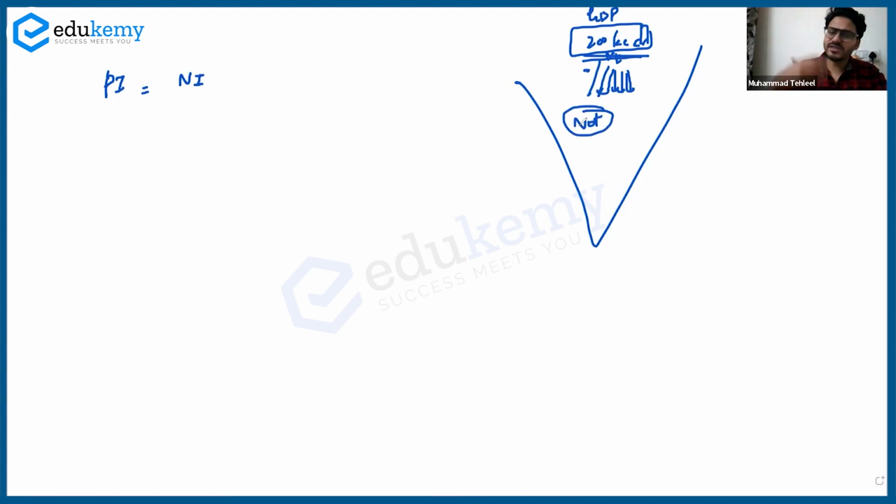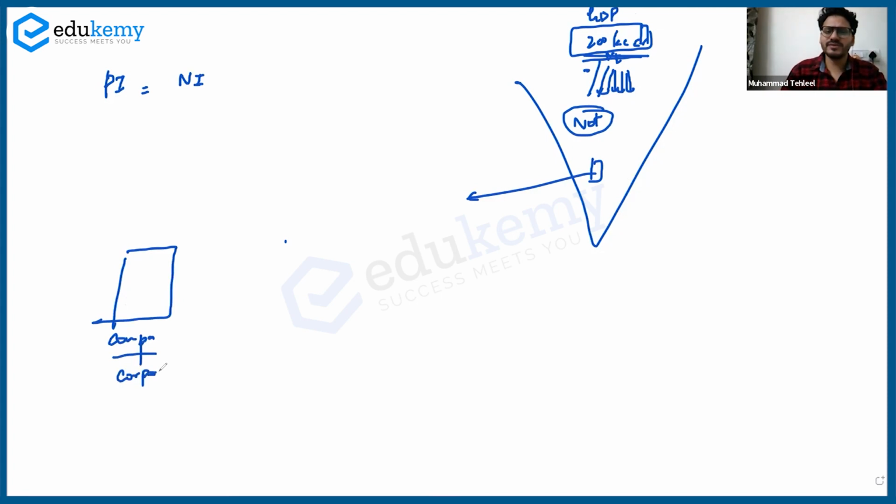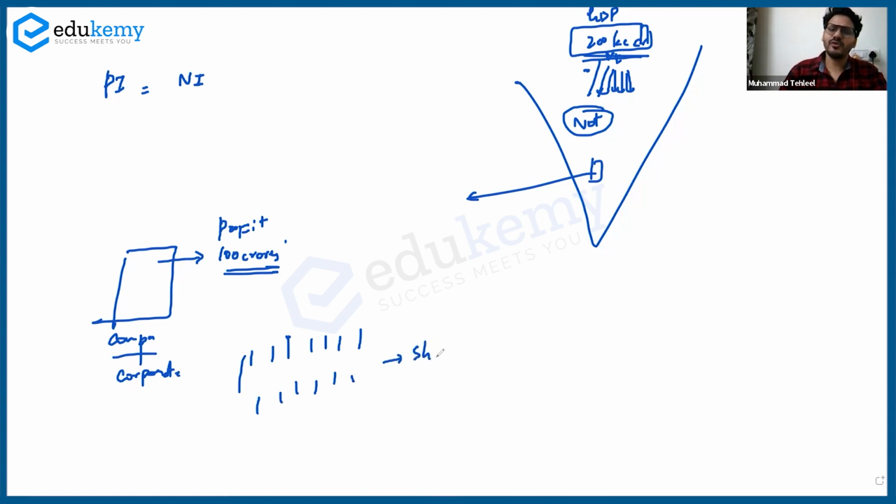Which is the part which is not received by households? Let's say in India we have a particular company, a corporate. The corporate has earned in a particular financial year, from 1st April to 31st March, a profit of 100 crores. And these are the people of India who are the shareholders of the company.